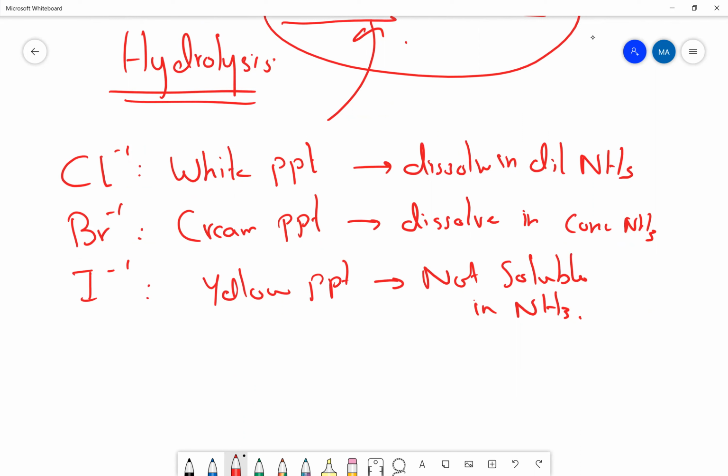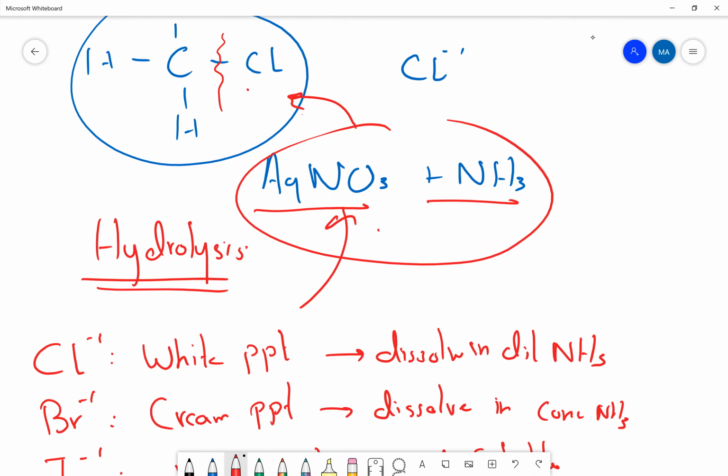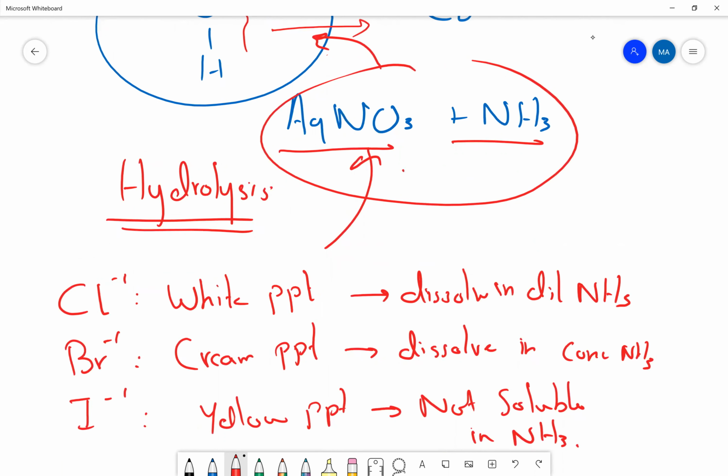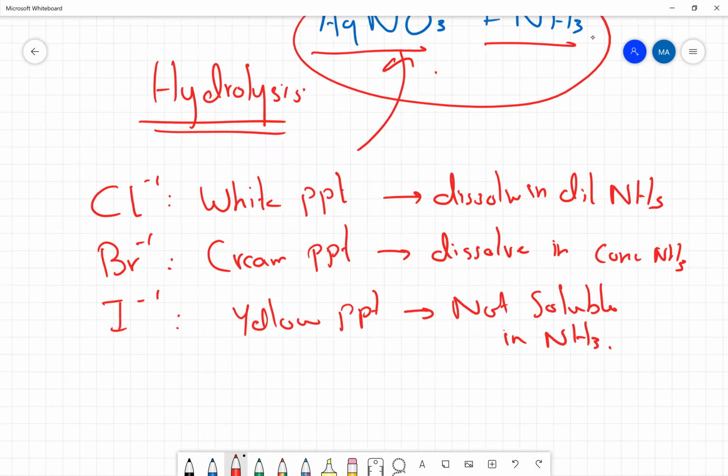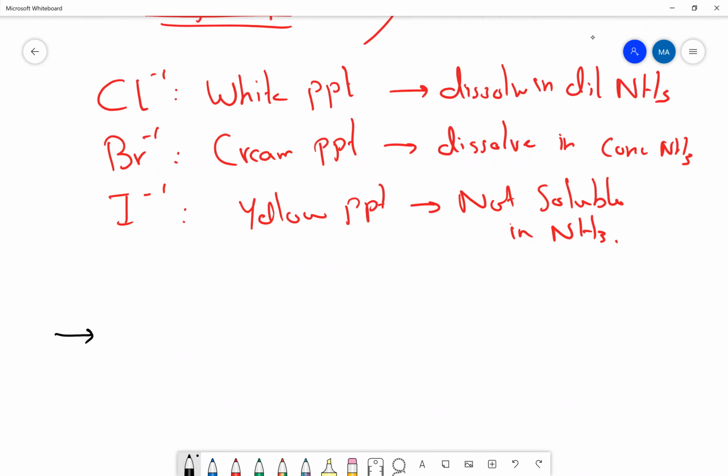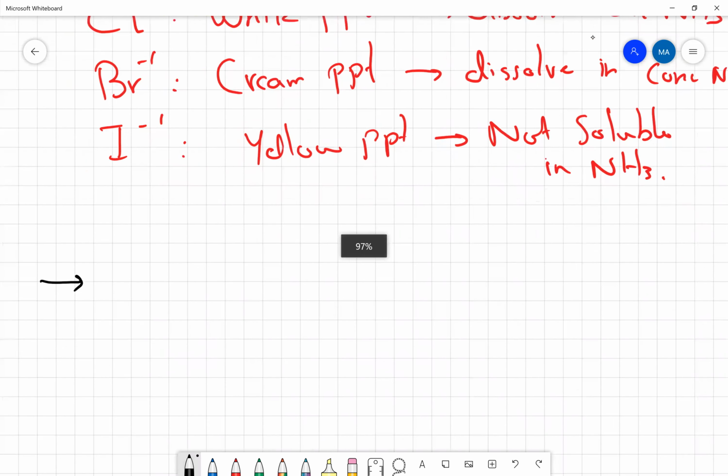First of all, this hydrolysis basically dissociates the halide from the compound. It will cause the halide to get displaced, and this is how it will give the colors. The colors are due to the differing bond strengths. Because the Cl negative one has the strongest bond, the color is white, and as the bonds decrease, the color tends to get darker. So this is how I negative one will give you a yellow precipitate, and you can just write it down. What hydrolysis does is that first of all, it will liberate the halide ion.